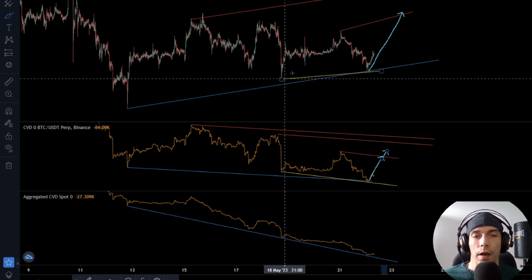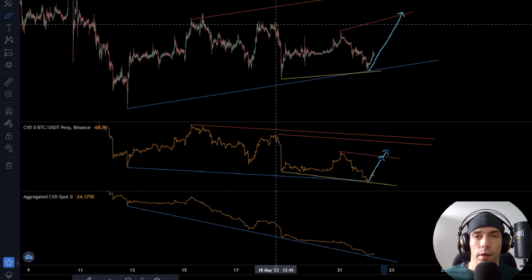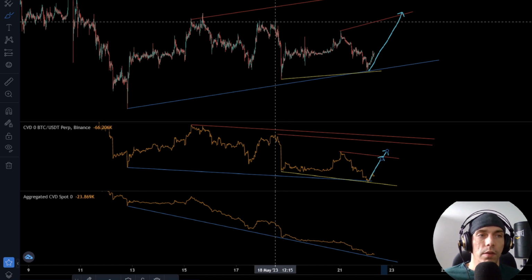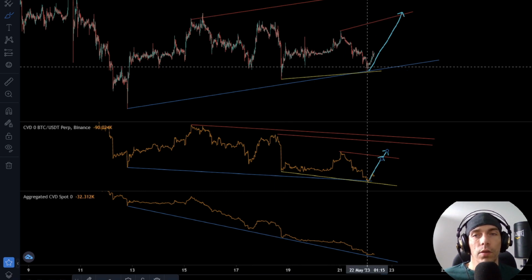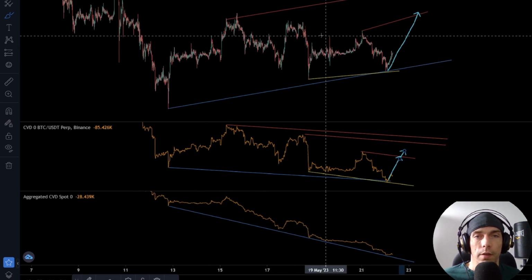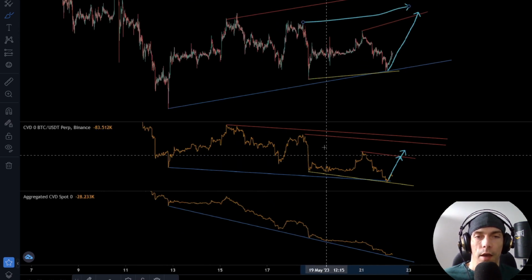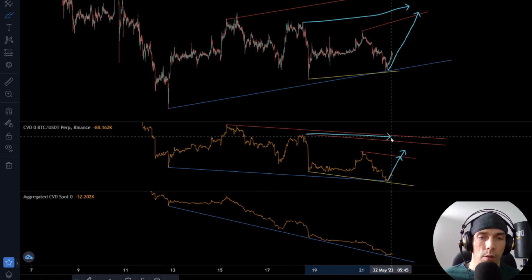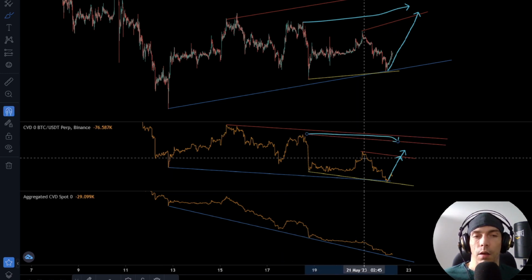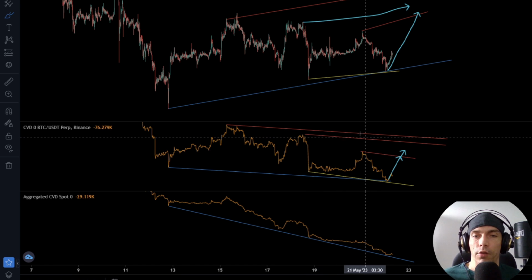Alternatively, if we do break up above this high over here, which is sitting at this 27,478, what this would then also tie into is the fact that from further back here, we would then have a higher low. And if CVD is below this point, what this would mean is a lower low, which would be, once again, bearish divergence.